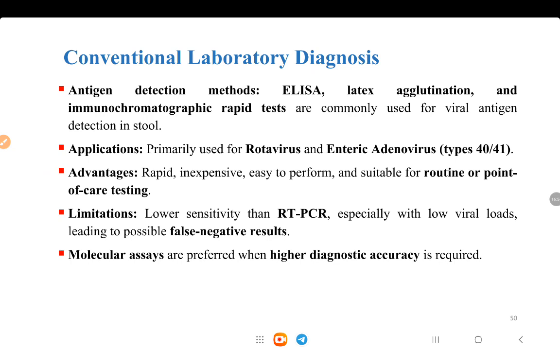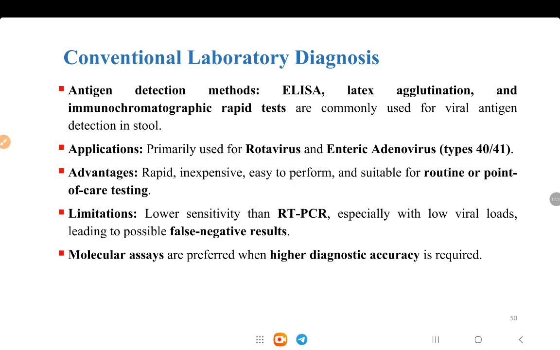Usually this test is the most important test because why? Because it's rapid and easy to do in the general laboratory, commonly used for viral antigen detection in the stool. All these techniques are primarily used for rotavirus and adenovirus types 40 and 41.